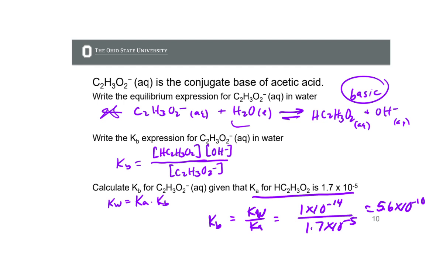Yeah? Does this only work for conjugate acid? The Kw equals Ka times Kb? Yes. So that is only true for conjugate acid-base pairs. So the Ka of acetic acid and the Kb of acetate ion, those are the ones that are related through the Kw. Other questions? Okay.